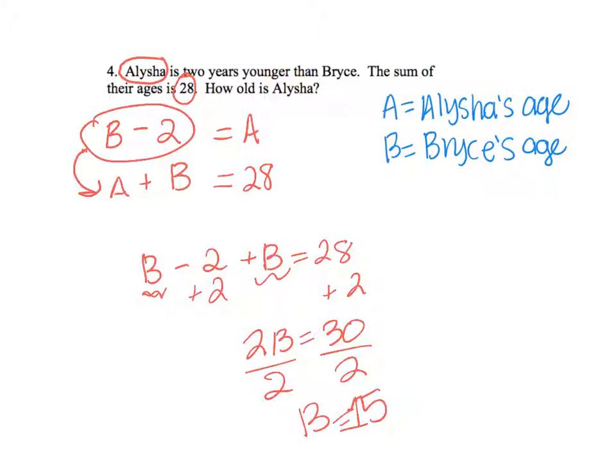Now, you substitute that 15 back into that first equation, because you can quickly solve for Alicia's age since it's already set up for that. And you'll get 15 minus 2 equals Alicia's age. Alicia's age is 13. Then we can check it on the second equation. 13 plus 15 equals 28.